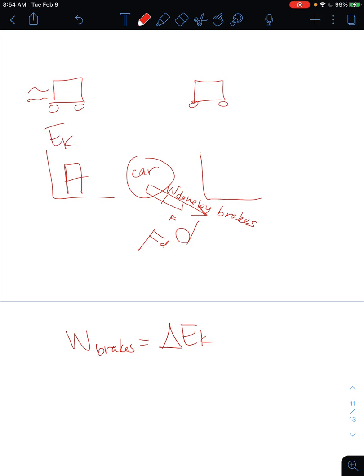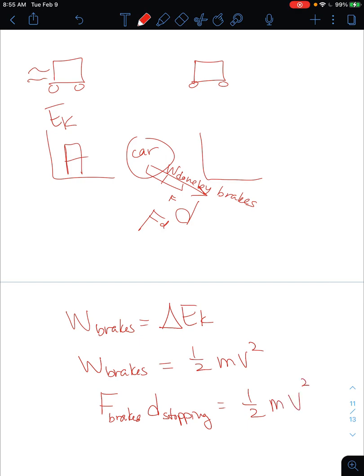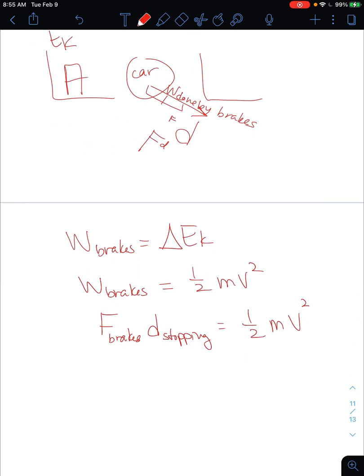You have to lose all of that kinetic energy when you're stopping your car. And so while you're losing all of that kinetic energy while you're stopping your car, we're going to say that the work done by your brakes is equal to your 1/2 mv squared, or the force from the brakes times your stopping distance has to equal 1/2 mv squared.